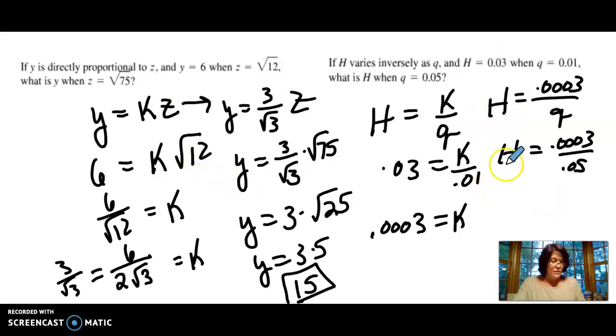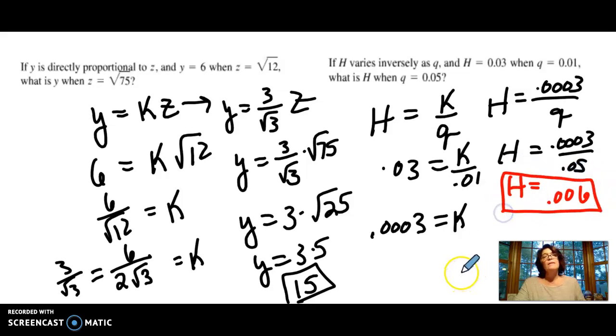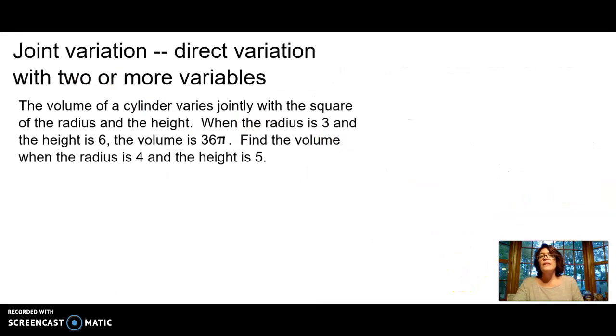So H equals 0.006. Okay, those are your typical variation problems.